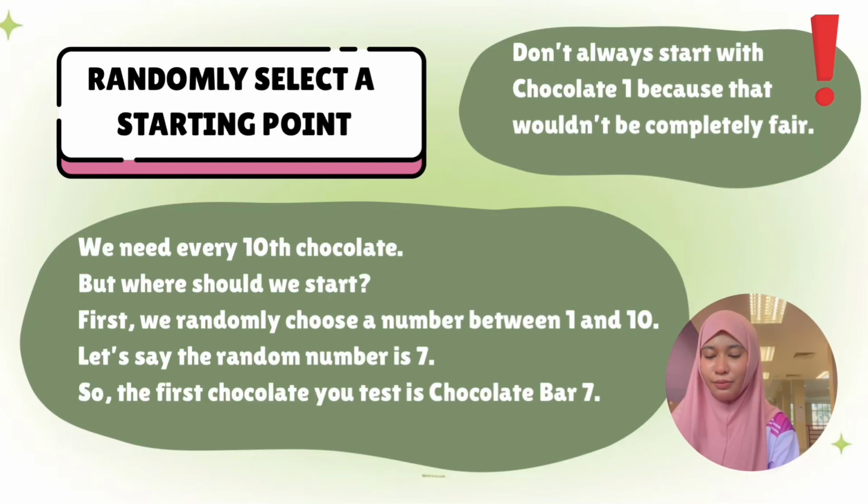Next, randomly select a starting point. We choose a random starting point. Since our interval is 10, we randomly choose a number between 1 and 10. Let's say the random number is 7. This means chocolate bar number 7 is our first sample.